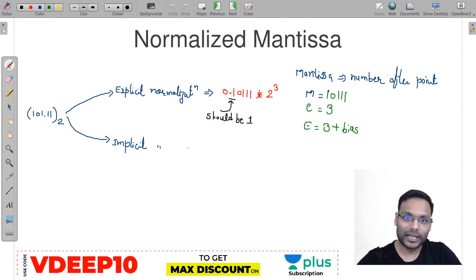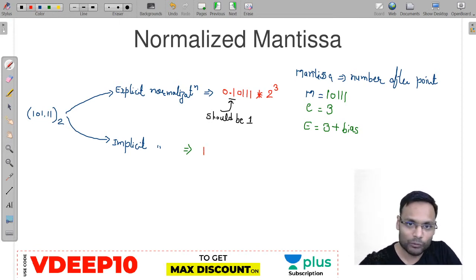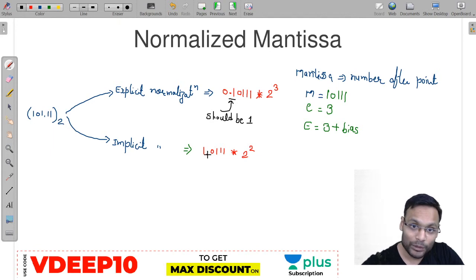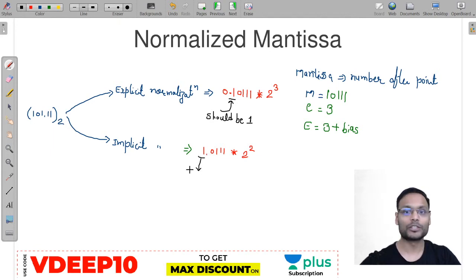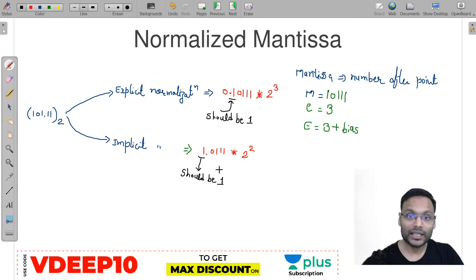What is implicit normalization? Implicit normalization says that I need to convert this number into 1 point something. So let's convert this into 1 point something: 1.0111 into 2 to the power 2. Now in this one, what is the restriction? The restriction is that before the point only a single bit is allowed and it should always be 1. After the point you can have 0, you can have 1, whatever, but before the point you can have only one bit, which is 1. Got it? Exactly the same thing I did above, I need to do here also.